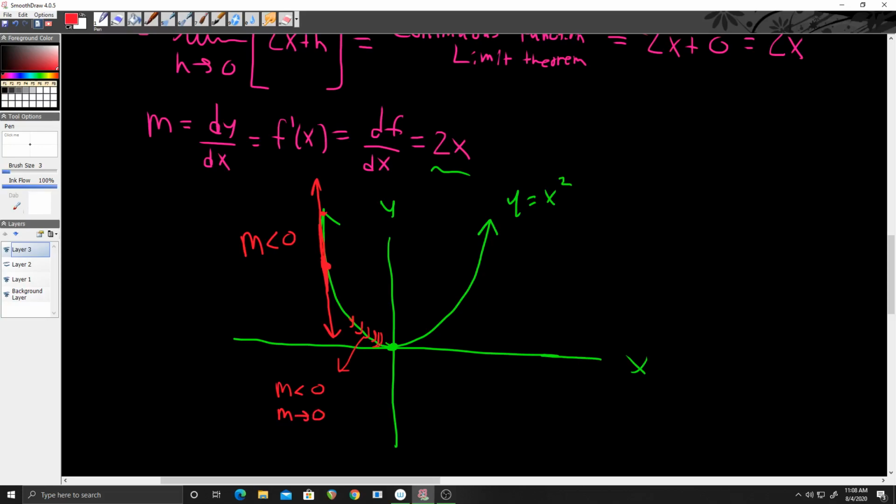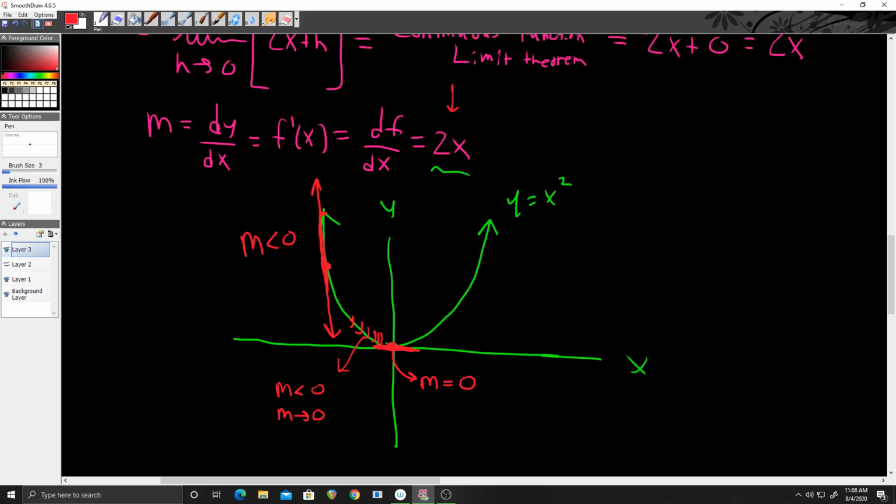Now what about here? What about at 0? At 0, the slope is exactly 0. Here we can see it. And does that agree with our formula? If I plug in 0 for x, I get 2 times 0, which is 0.